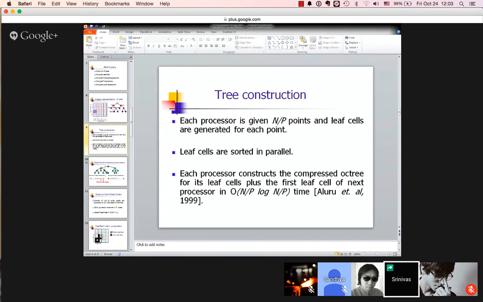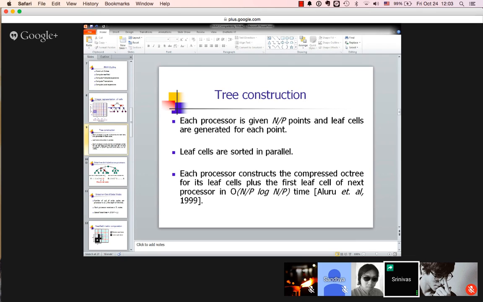So the only thing that all processors must agree on is that they all should start with the same domain box size, because the different octrees that different processors are computing will not be compatible unless everybody agrees on the same root box. But when you give the n divided by p points to each processor, what do you base it on?